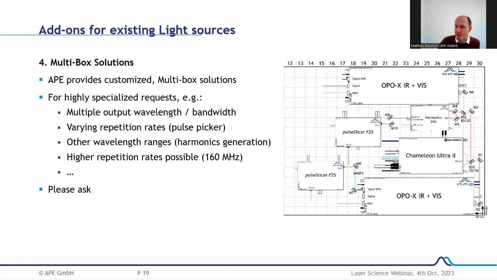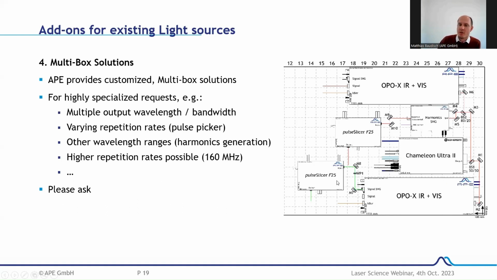Here, for example, just showing one possibility on the right side. This is a system from a customer of ours, which has essentially one driving source, a Chameleon Ultra II, and this source then drives, on the bottom, an OPO and, let's say, frequency converter, optical parametric oscillator, and then on the top you can either choose to go for another OPO, or you can go to second harmonic. And then after the second harmonic, you have a pulse slicer, and also after the lower OPO, we have another pulse slicer.